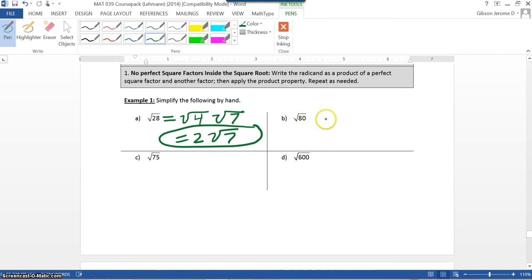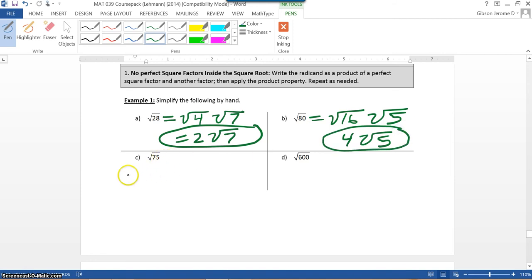Now we go here to 80. The highest perfect square in 80 is 16. So it'll be the square root of 16 times the square root of 5. The square root of 16 is 4, times the square root of 5. And that is our final answer. Now for 75, we know 25 is inside of 75. So we have the square root of 25 times the square root of 3, which will give us 5 times the square root of 3.